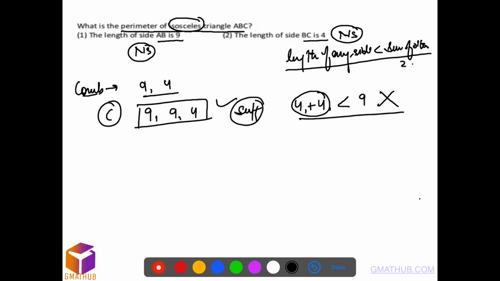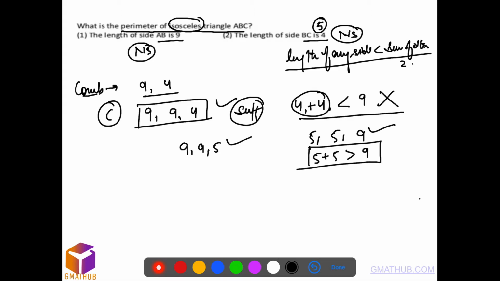Now take the second statement, B, that the length is 5. So after combination, 995 and 559, both would be possible, both would be valid, because the sum is bigger than the third side. So in this case even C would be not sufficient, then A would be the answer.